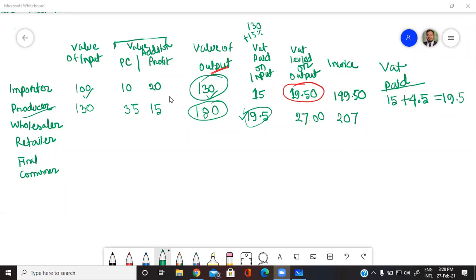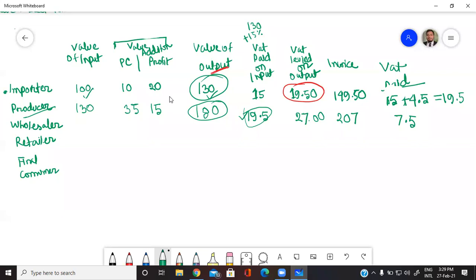You see, Enviar has already got this 15. Yes, sir, through the importer. So should Enviar get double? No, sir. Then it will be 7.5. Have you got what I have pointed out? Yes, sir. Enviar should get 7.5. How have we got 7.5? 27 minus 19.5. Okay.